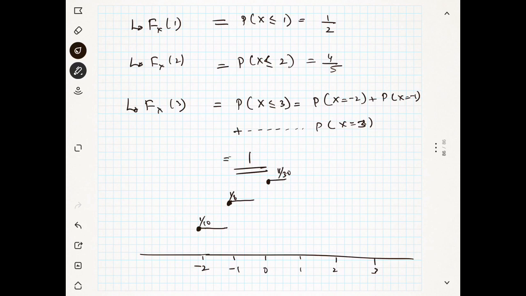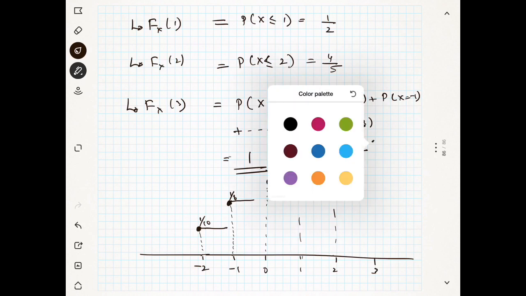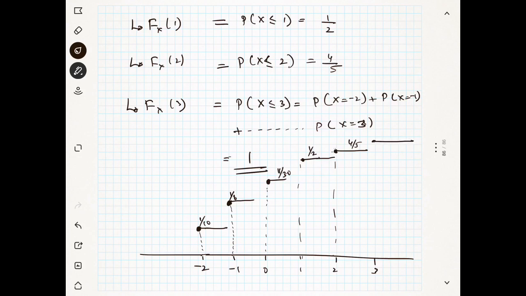I am darkening this portion because it is starting from 0 actually. So this part is not included in minus 1, so it is included here, and this part is included up to minus 2, and at 1 you can see here we have 1 by 2, and this becomes 4 by 5, and finally it becomes 5 by 5, that means it's 1.